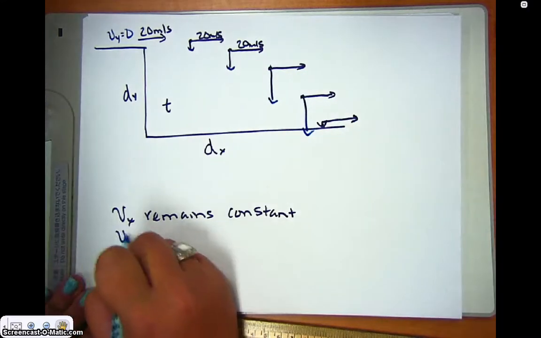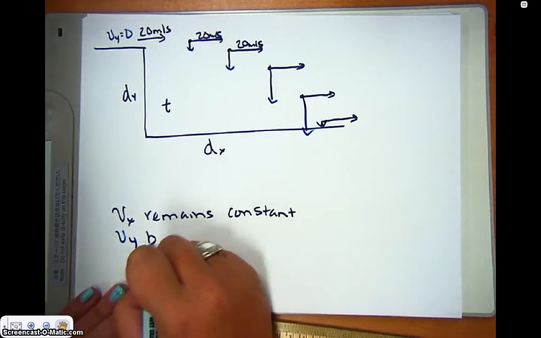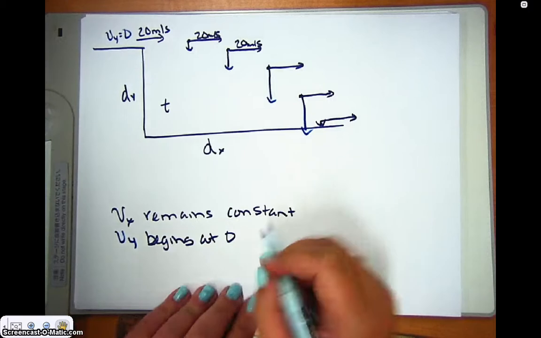So let's write that down. So velocity y, this purple pen is a little bit better, begins at 0 and then accelerates due to gravity.